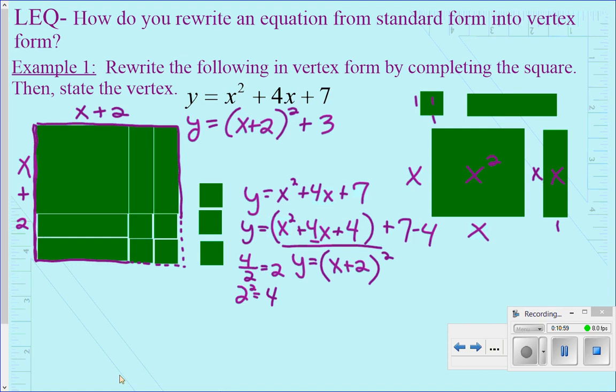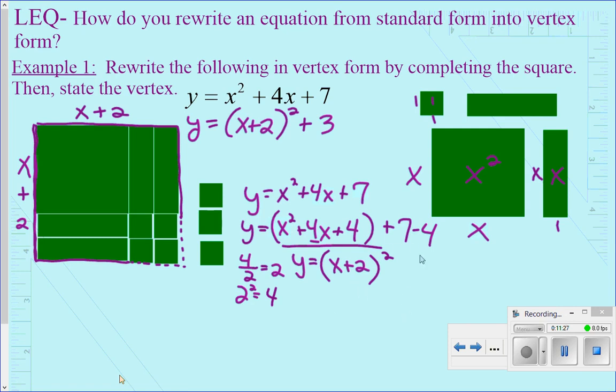The other way that you can figure out it's x plus 2, besides factoring this trinomial, is you look at what number you got after you divided by 2, and whatever that is, this is a positive 2, I write that with x. So x plus 2, the quantity squared. Okay, and that's the number that you got when you divided by 2 before you squared. So x plus 2, the quantity squared.